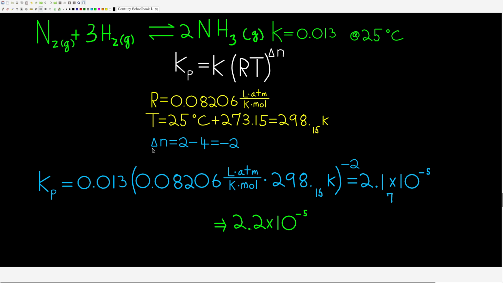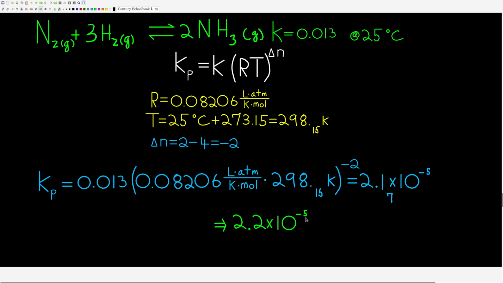Now here, okay, delta N. So delta N is, there's the coefficient for ammonia, the product is 2, that's the only product, minus, so this is our C plus D is 2, minus A plus B is 1 plus 3 is 4. So 2 minus 4 is negative 2. Watch out for those signs. So that means our delta N is negative 2. Sometimes it's positive, sometimes it's negative, sometimes it's 0. So that means Kp is equal to the original K times RT to the negative 2, which ends up being about 2.2 times 10 to the minus 5th.